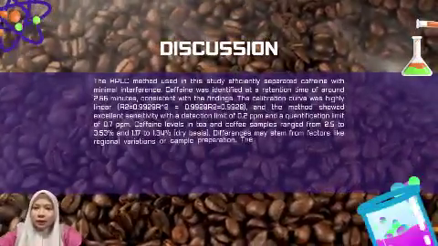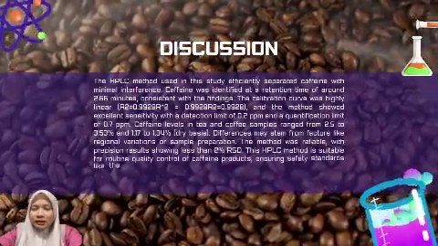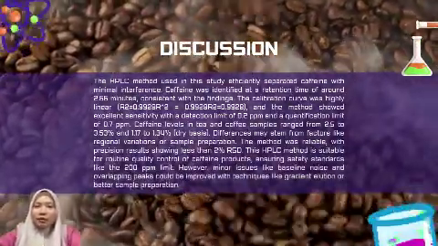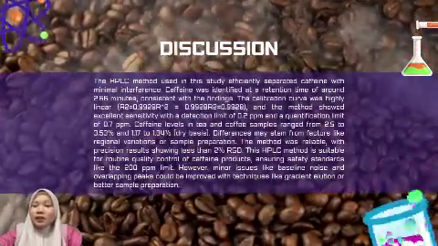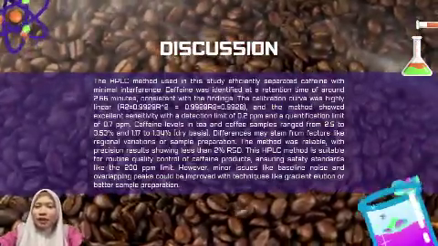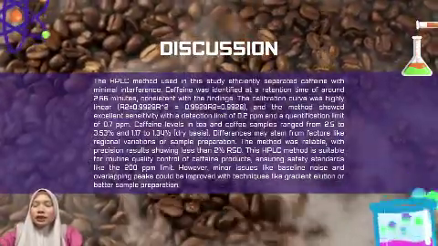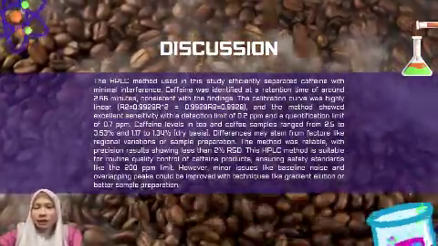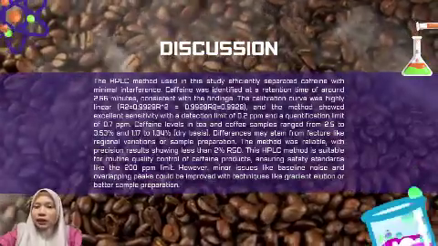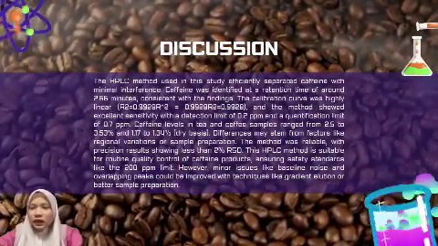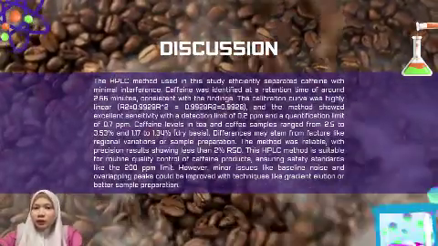In this experiment, the HPLC method was highly effective at separating caffeine from other compounds with minimal interference. Caffeine was identified at a retention time of around 2.66 minutes. The calibration curve shows strong linearity with an R2 value of 0.9928, ensuring accurate and reliable quantification.